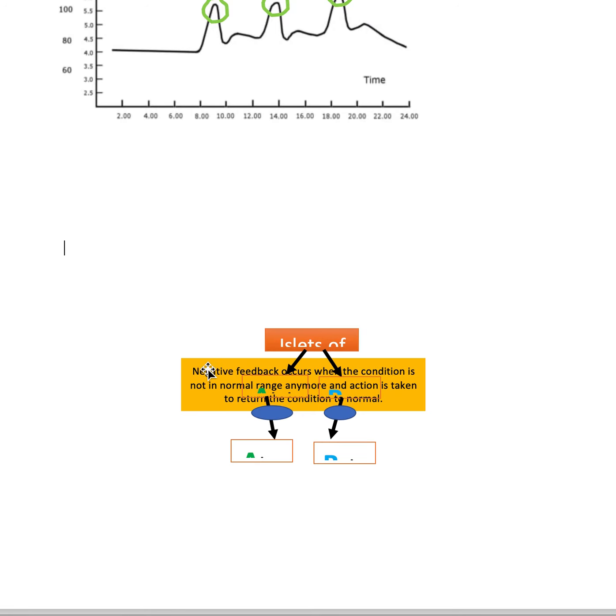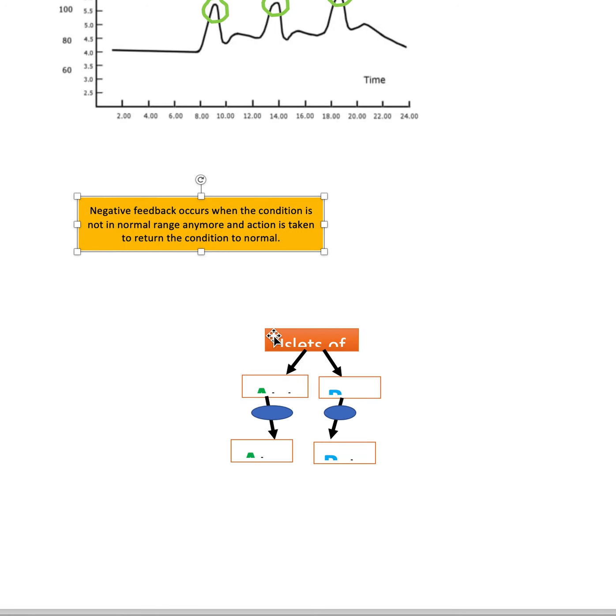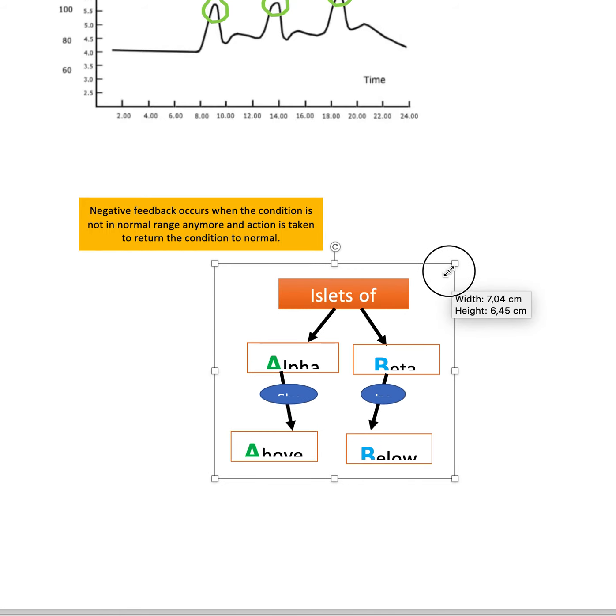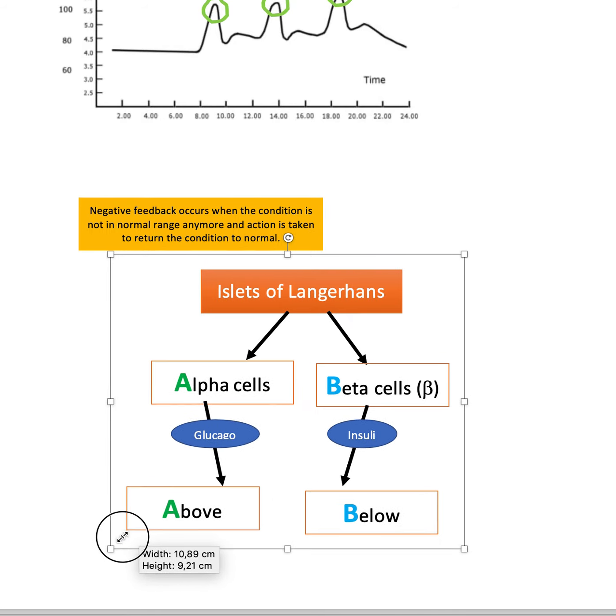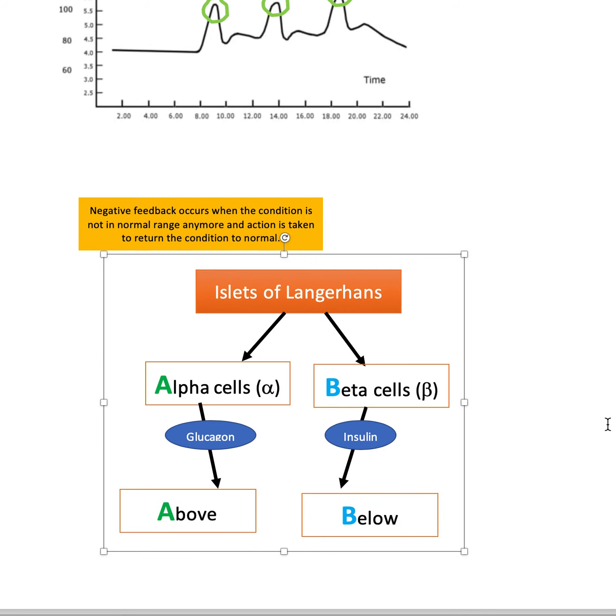So to illustrate this, here's the definition. And I'll have a small diagram that you need to know for the IB. A diagram I made, but I tried to make it so you can understand what's happening. So remember, islets of Langerhans, that's the hormonal gland. And it consists of cells called alpha cells and beta cells, so two different kinds of cells.